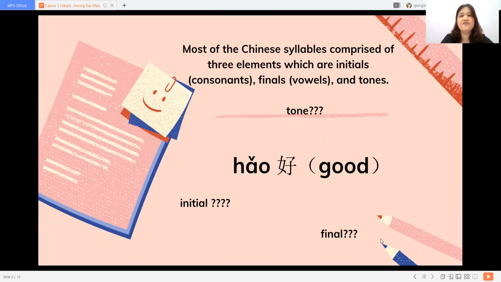Now I'm going to provide you with an example. This character in the middle is pronounced as hao. You will see this example consists of a few elements. Can you identify which part of the HAO is considered a tone, which part is the initial, and which part is the final? Most Chinese syllables comprise three elements, which are initial consonants, finals, and tones. This is a good example because this character, which means good, pronounced as hao, consists of three elements, which are tone, initial, and final.